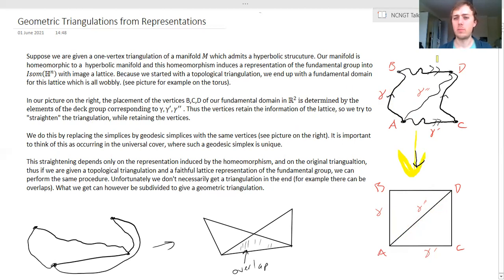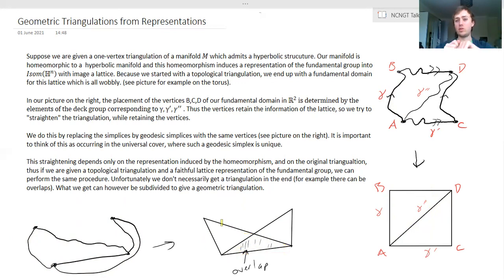The topological triangulation I picked, when I straightened it, gave me a geometric triangulation of the torus once we quotient it out by Z squared. But you could have some problems. If you see, this could occur in your situation where you have a topological triangulation like this, and this is where the points lie in the universal cover. And then what happens when you try and straighten this picture? Well, here are the 2 straight triangles, and they've got some overlap in the middle. And so that's a problem.